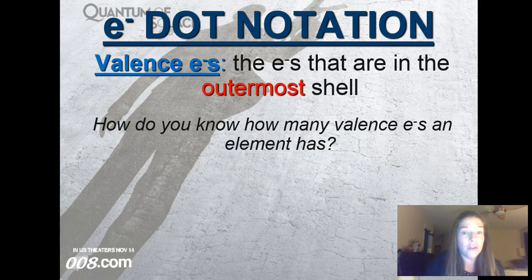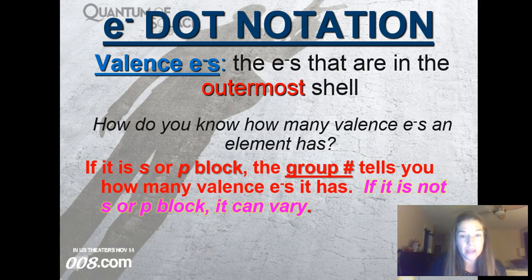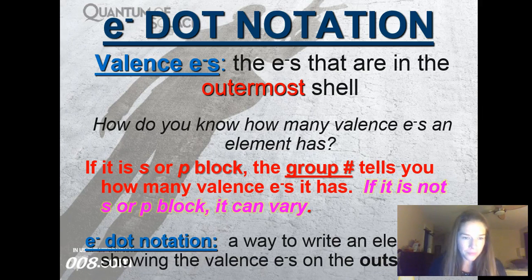Okay, how do you know how many valence electrons an element has? Well, if it's in the S or the P block, the group number will tell us how many valence electrons it has. If it's not in the S or P block, of course, it's going to get kind of messy. So then we use this thing called electron dot notation. This is a way to write an element by showing just the valence electrons on the outside. We don't need to know about those inner electrons. We just want to know about those that are going to be available for bonding, and those are the valence electrons. Those are the ones that we are most curious about.